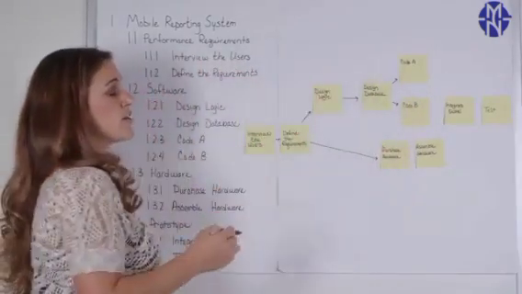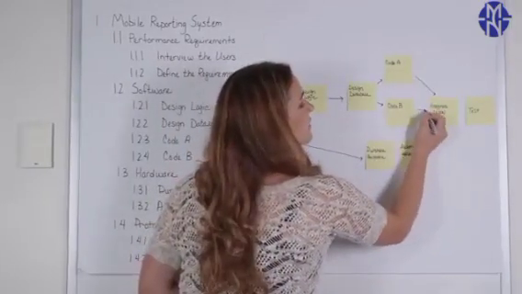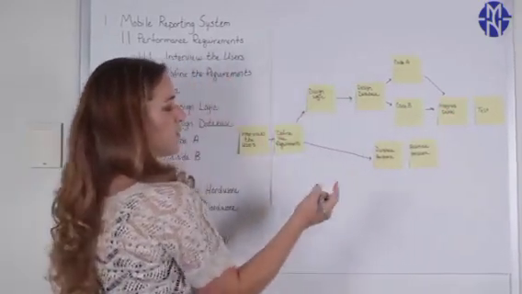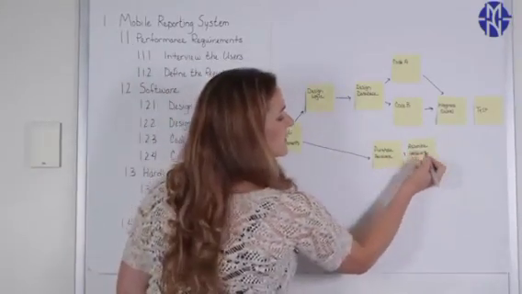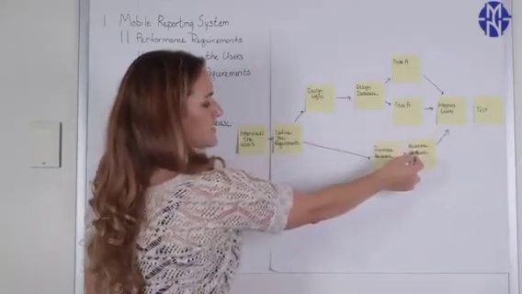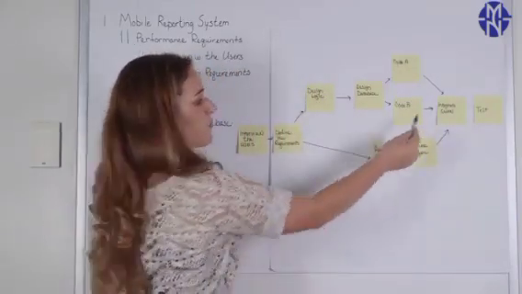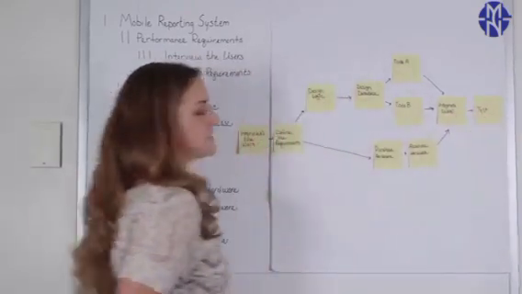Once we're done programming code A and code B, we can integrate the software. We have to purchase the hardware before we can assemble it. And all three of these tasks, code A, code B, and assembling the hardware, have to be complete before we integrate the software and hardware. And then finally, we can test.